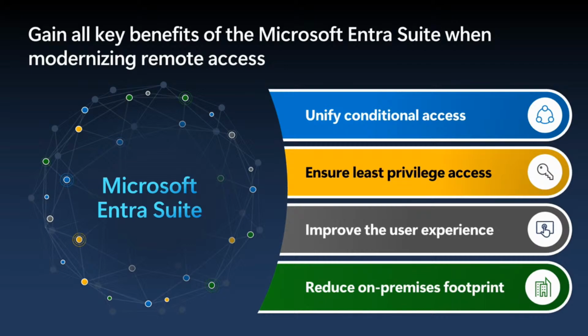The second one is really about ensuring least privilege access for all users to any app or resources, even including AI. The third is really around a much simpler and more consistent user experience, no matter where your employees are located or what type of resources they're trying to access from anywhere. And the last one, but not the least, is the ability to modernize and also reduce your on-premises security footprint.